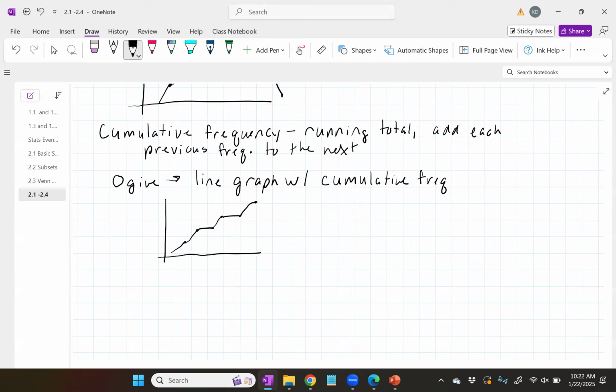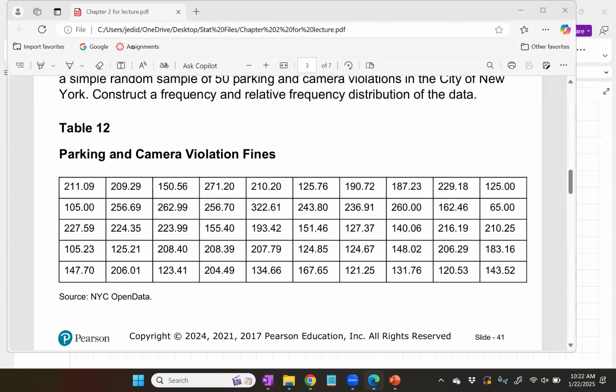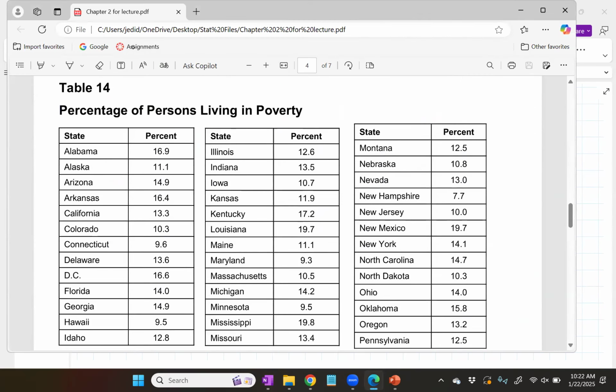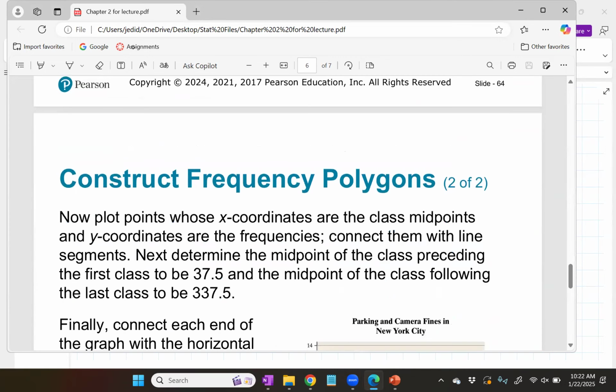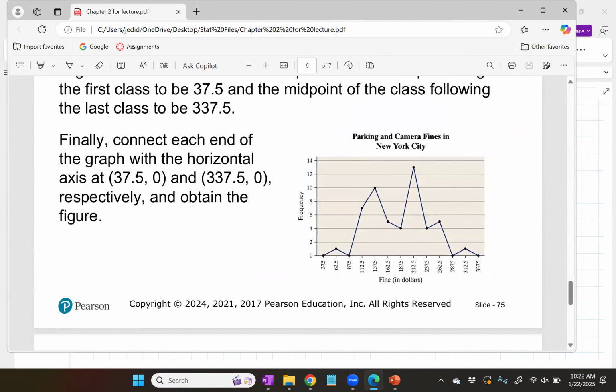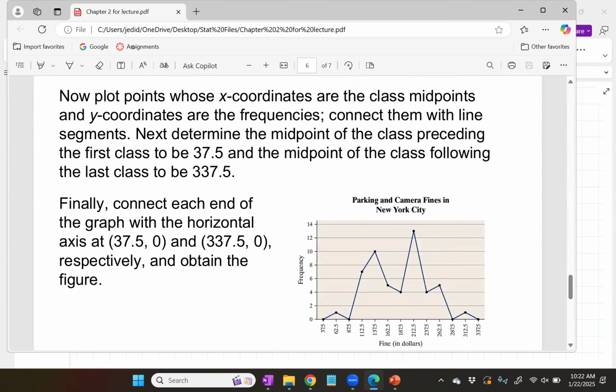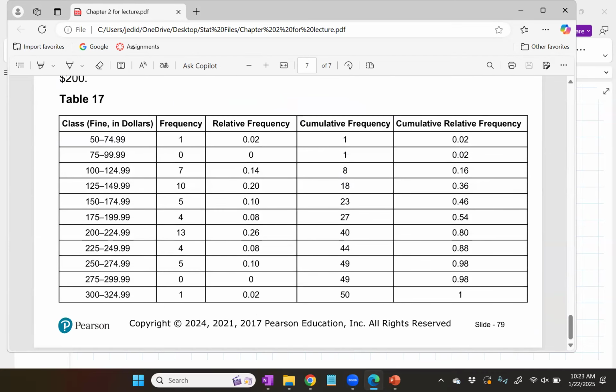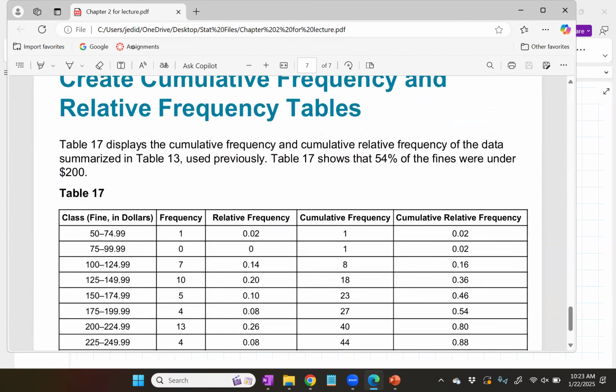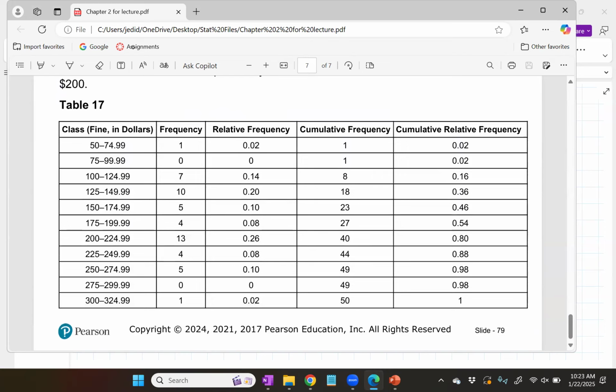I said slide 75 and 79. Nope, we're coming back to that. Okay, there's an example of a frequency polygon. Oh, that's our parking data. They use different categories than us, and that's okay. So frequency polygon. 79, which should be my next one. Oh, that's data for it. If we wanted to do the data, we could plot it this way.